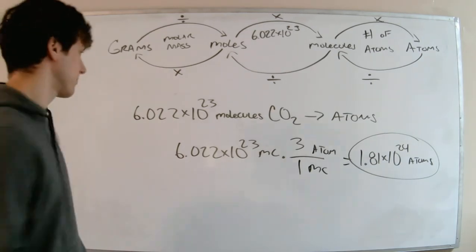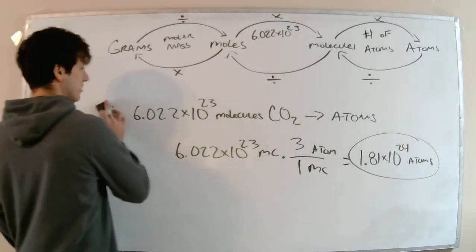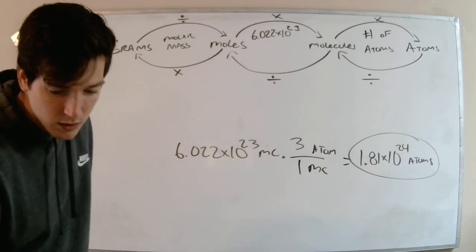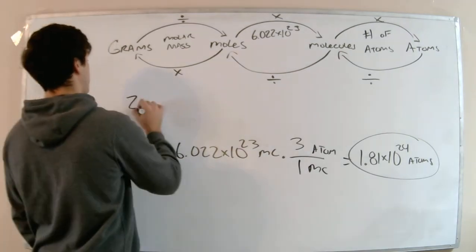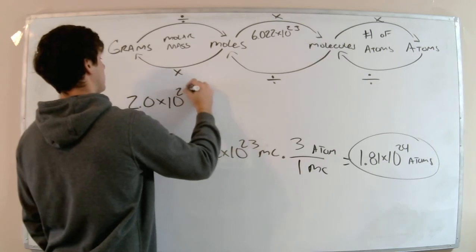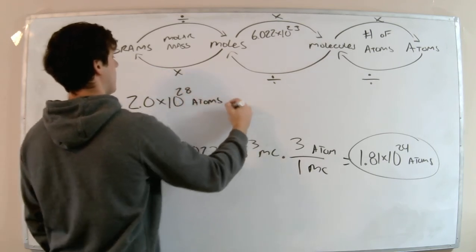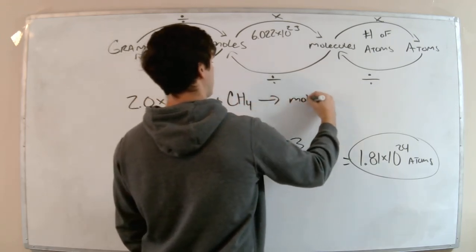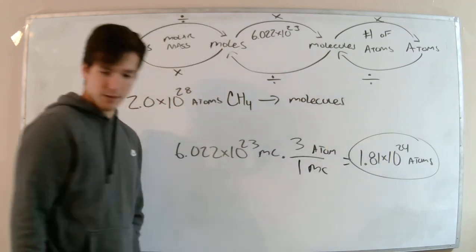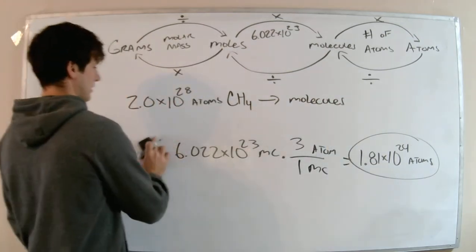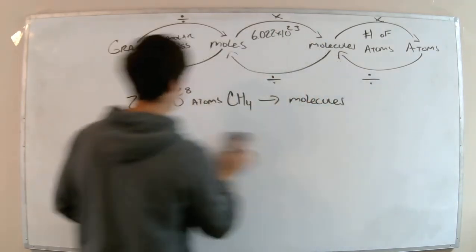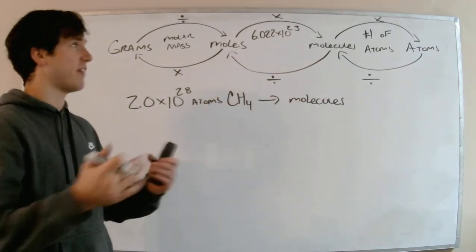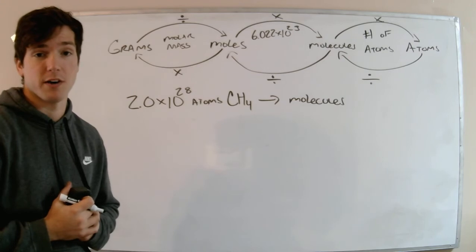Let's go backwards. Okay, let's go ahead and go backwards. Let's say I have 2.0 times 10 to the 28th atoms of, let's go with CH4, and I want to go to molecules. Okay, so once again, I'm starting with what I'm given, which is atoms, so I'm all the way over here, and I'm trying to get to molecules, so I'm going to divide by however many atoms there are in my compound.